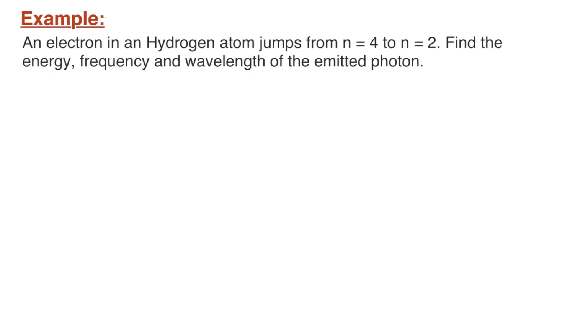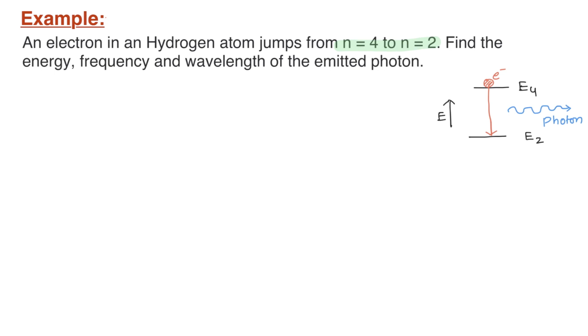Let us do one example problem to wrap up the Bohr's model of the hydrogen atom. An electron in a hydrogen atom jumps from n is equal to 4 to n is equal to 2. Find the energy, frequency, and wavelength of the emitted photon. It's given that the electron jumps from n equals 4 to n equals 2. And we know that the energy of the fourth level is greater than the energy of the second level.